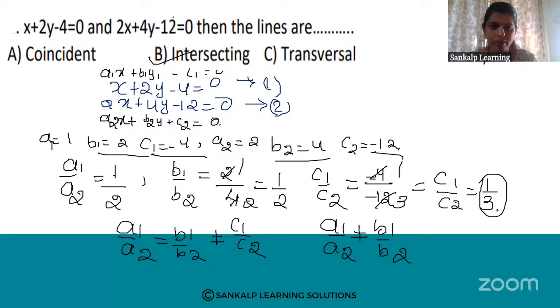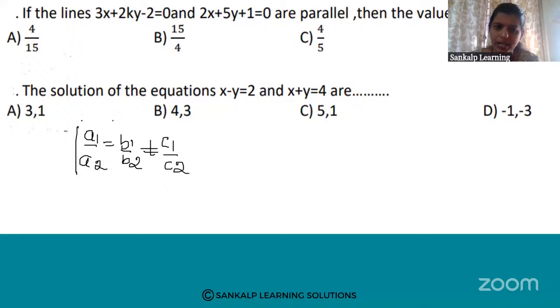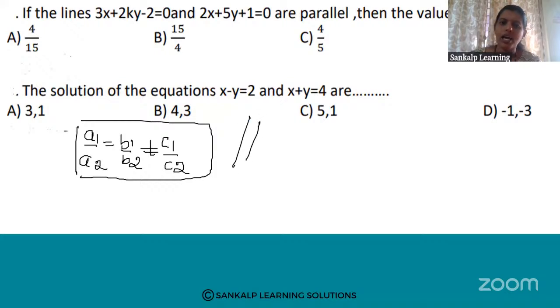Okay. Next, if the lines 3x plus 2ky minus 2 is equal to 0 and 2x plus 5y plus 1 is equal to 0 are parallel, then the value of k is? When the lines are parallel, a1 divided by a2 is equal to b1 divided by b2, but it is not equal to c1 divided by c2. At this condition, lines are parallel, right?